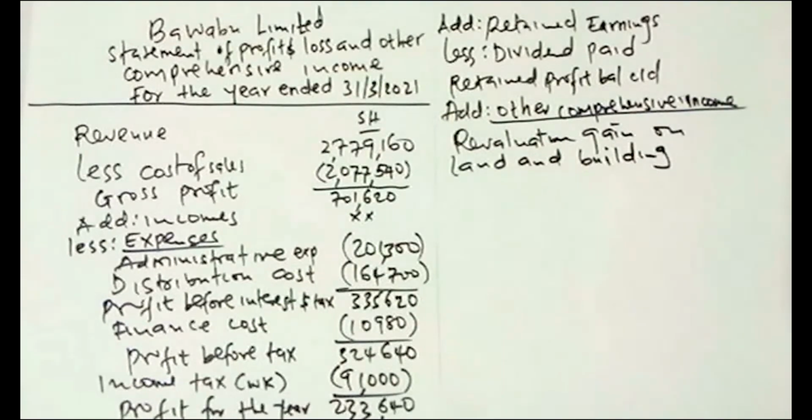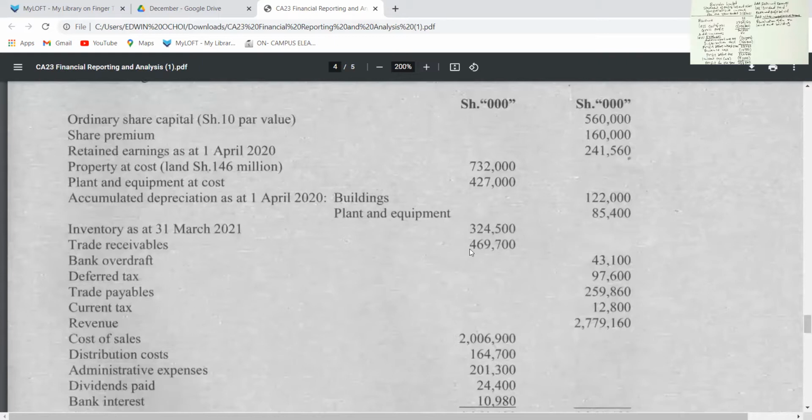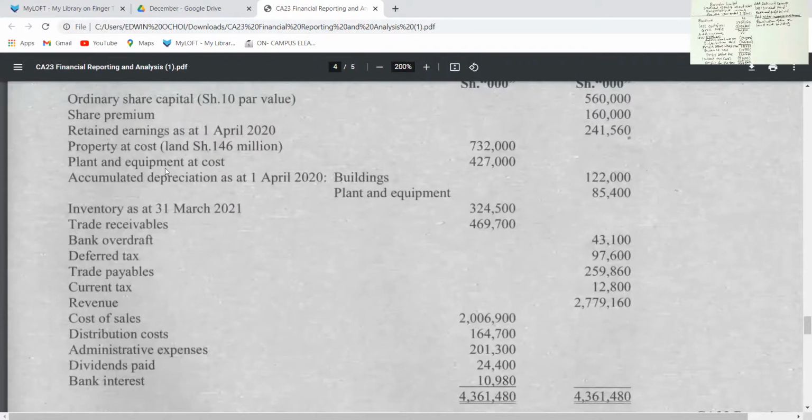So for the retained earnings, we have to check the retained earnings and the dividends paid. The retained earnings is the one from the trial balance. So this is the retained profit from the previous year, which is the opening retained balance for the current year starting on 1st April 2020. You can see it's as at 1st April 2020 there, 241,560. Dividends paid, the one we deduct, is the second last item in the trial balance, 24,400.